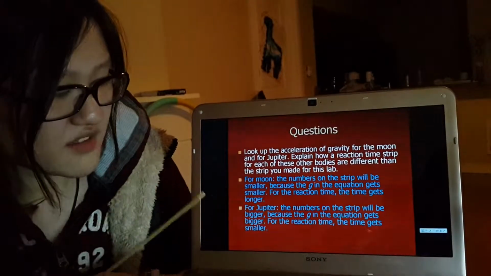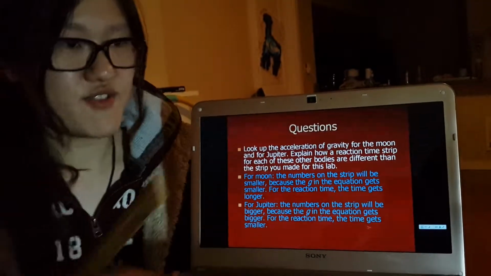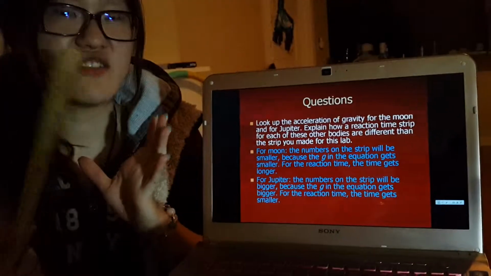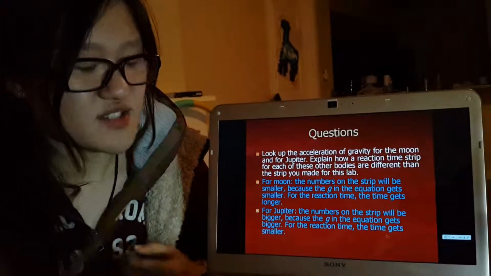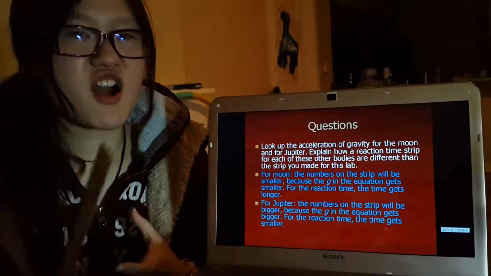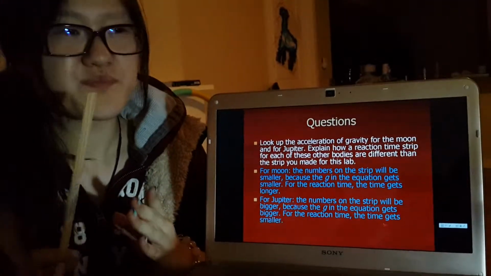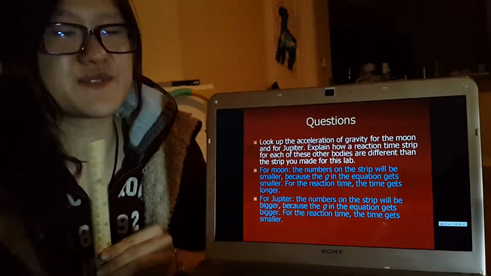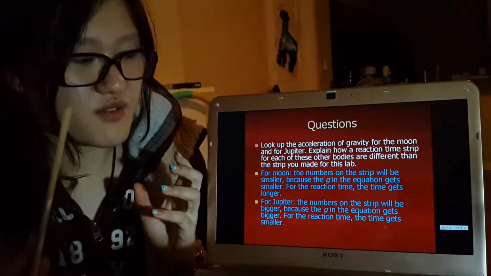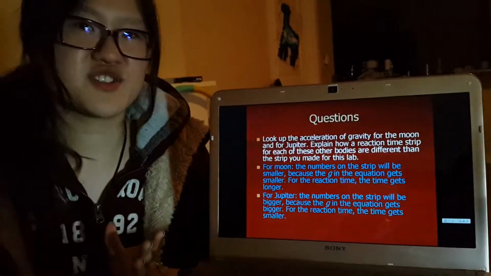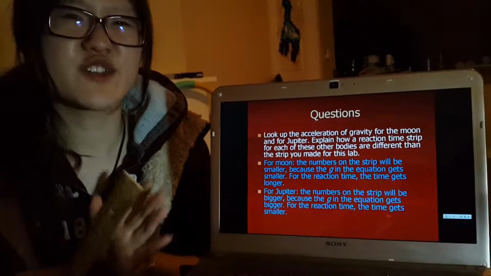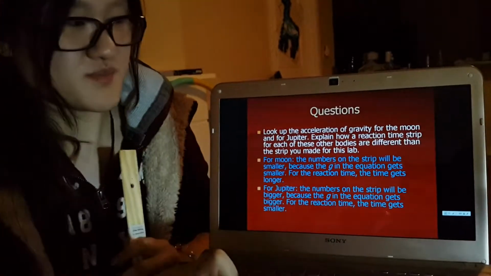But for Jupiter, because the gravity on Jupiter is bigger than on the Earth, and since the gravity gets bigger, according to the equations, the times will get smaller. That means for the same person, the reaction time will get faster. So this person's reaction time is faster on Jupiter than on the Earth.